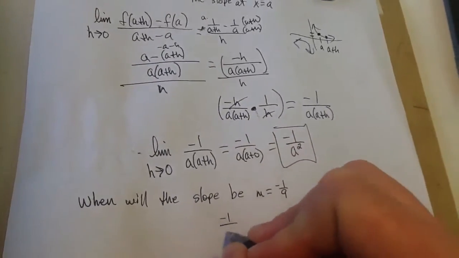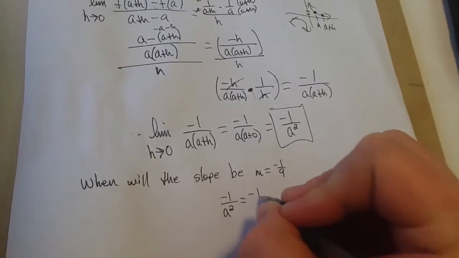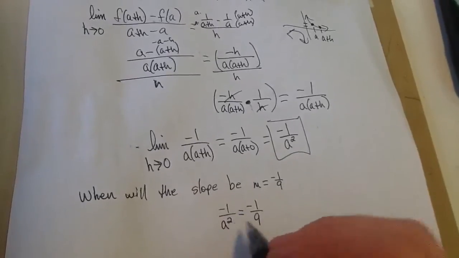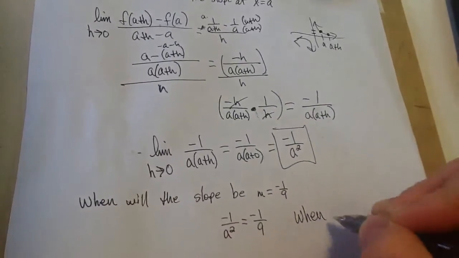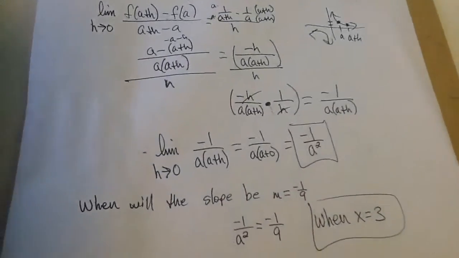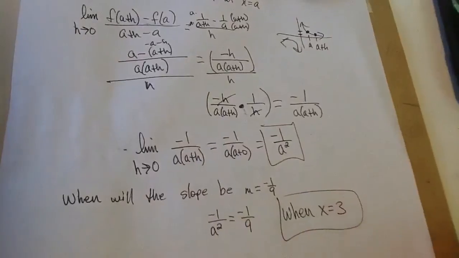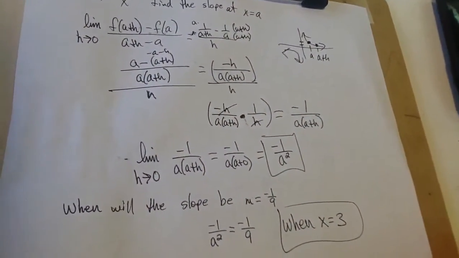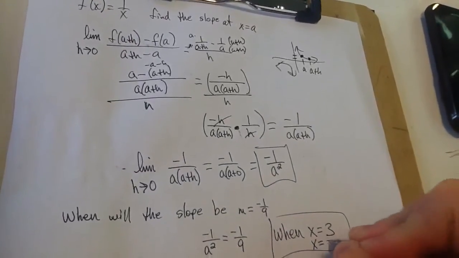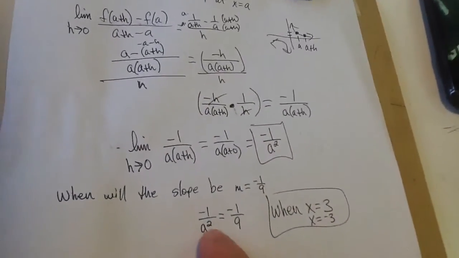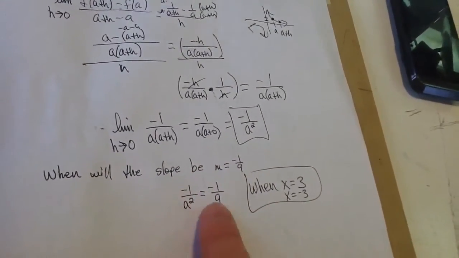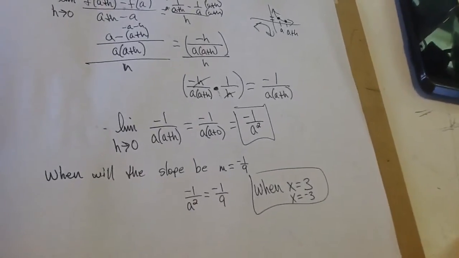So you say, oh, here's my slope, negative 1 over a squared. When will that be negative 1/9? That's pretty easy. You can probably just do it in your head. Oh, negative 1 on top. So when a, or when x, a and x are the same thing, when it's 3, or negative 3. Interesting. Could be negative 3 also. 2 different points. Yeah, because negative 3 squared is still 9. That works. So when x equals 3, I have a slope of negative 1/9, and when x equals negative 3, I have a slope of negative 1/9.